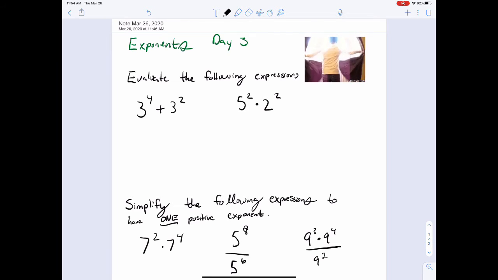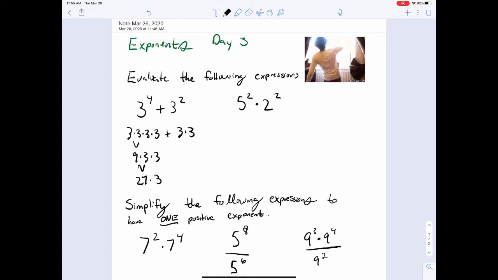So it says evaluate the following expressions. This should be review, so try pausing the video and then see the answers. Okay, so this will be 3 times 3 times 3 times 3 over there, plus 3 times 3. And then all this is going to make, well, that's 9 times 3 times 3. That's 27 times 3. And that actually makes 81 on that side. Plus, all that is just going to be 9. So that'll be 90.